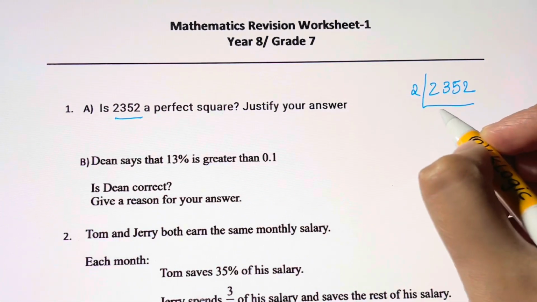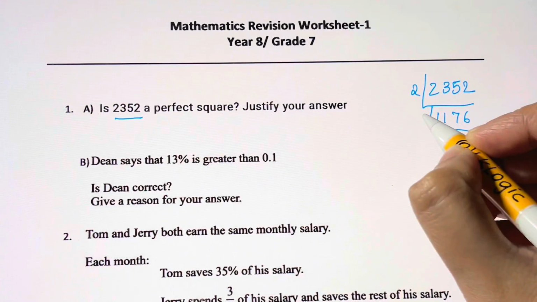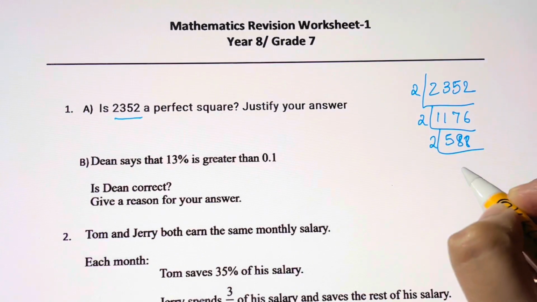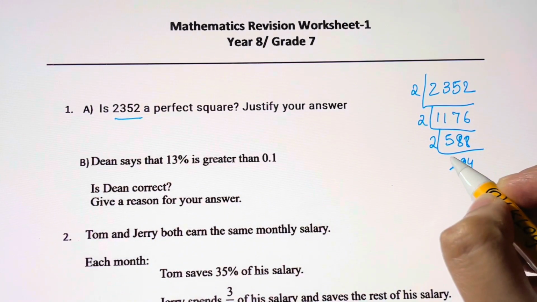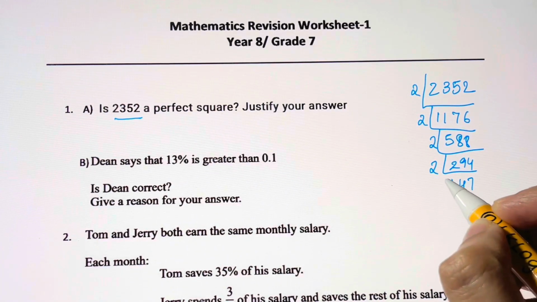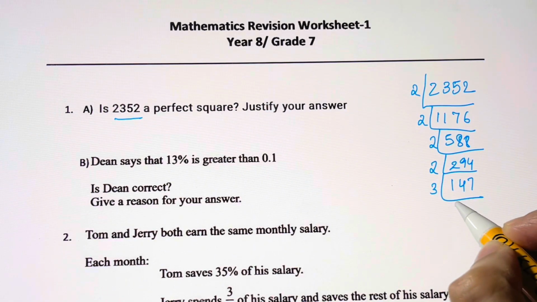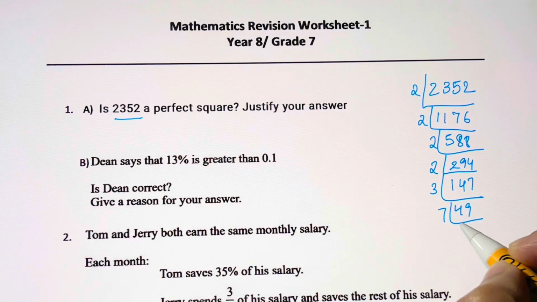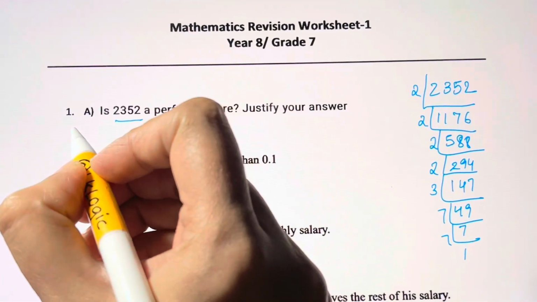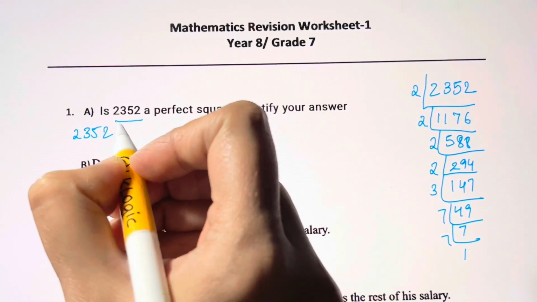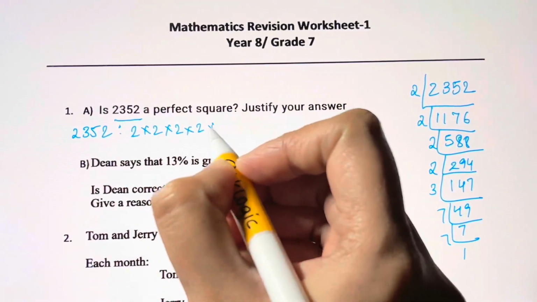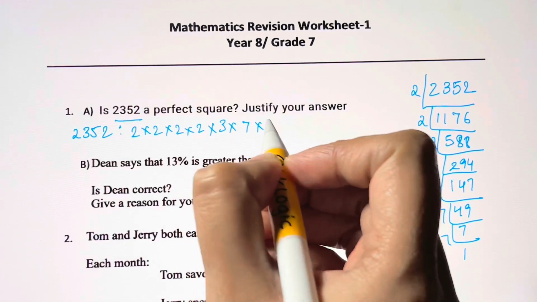So 2 times 1176, then we have 2 times 588, then we'll have 2 times 294, then we'll have 2 times 147, then we'll have 3 times 49, then we'll have 7 times 7 is 49 and 7 times 1 is 7. So what are the prime factors of 2352? That's equal to 2 times 2 times 2 times 2 times 3 times 7 times 7.